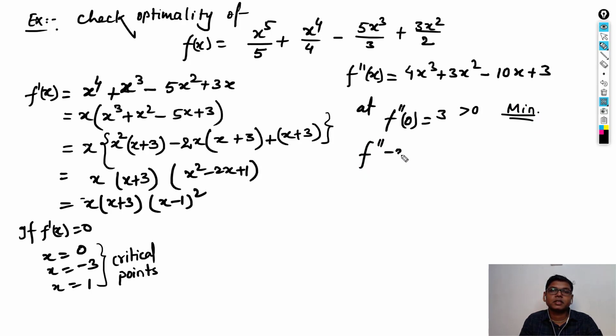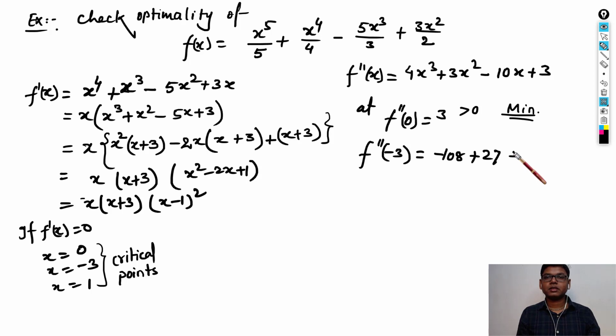F double prime minus 3, how much? Minus 27 into 4, 27 into 4, 108, so minus 108 plus 9 into 3, 27, plus 3. Obviously it is less than 0, so we are getting maximum here.